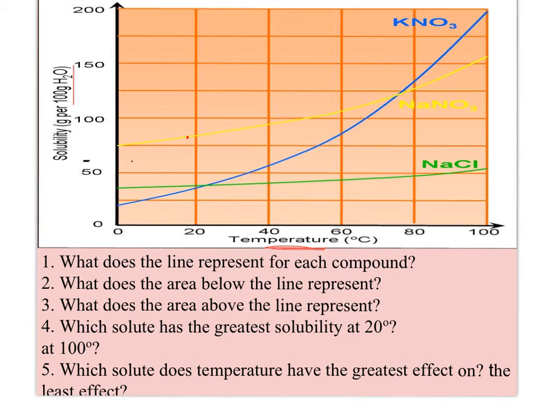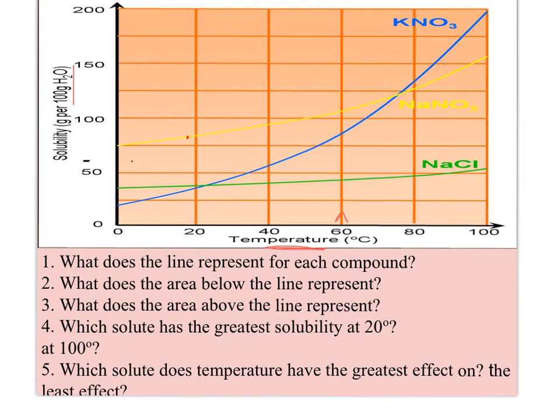And so when I look at this, at 60 degrees, as I look up, NaCl is going to have the least dissolved, somewhere in the 40s, because 25 is this line and then 50 above it. So, maybe 40, 42. KNO3 is going to have slightly more. It's going to be up in the 80s somewhere. And NaNO3 is actually over 100 grams dissolved in 100 grams of water.